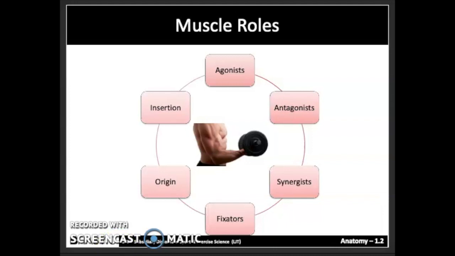The other in an antagonistic pair is the antagonist. The antagonist is the muscle during a movement that relaxes and lengthens whilst the agonist contracts. In a sporting scenario, during a bicep curl, the triceps brachii act as an antagonist as they lengthen during the movement and are relaxed. Another muscle role is synergists.